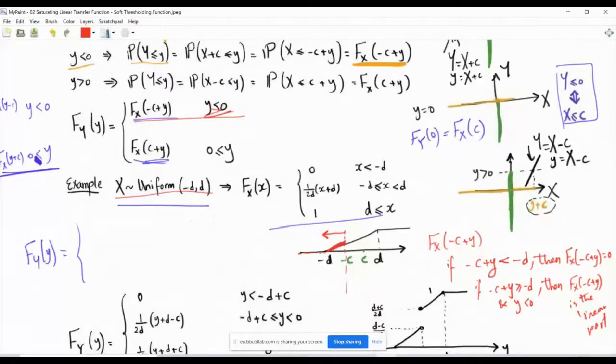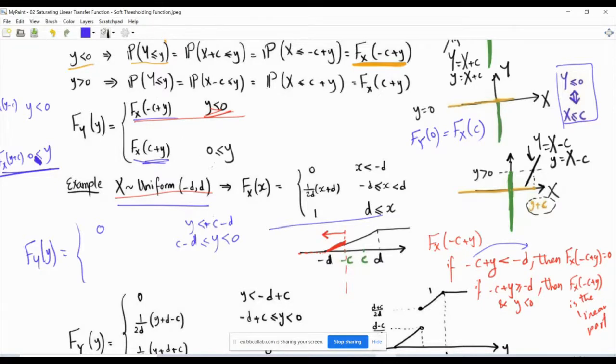Okay, so basically the first part will be y less than minus c minus d. If this minus c goes to the other side, it's y less than c minus d. In this case, the CDF is 0. Then, if y is less than 0, but greater than or equal to this threshold value, c minus d, then we are talking about the CDF of x.